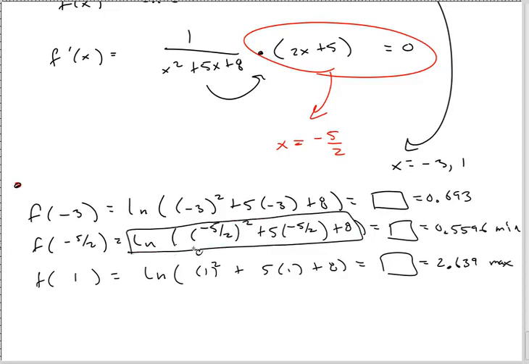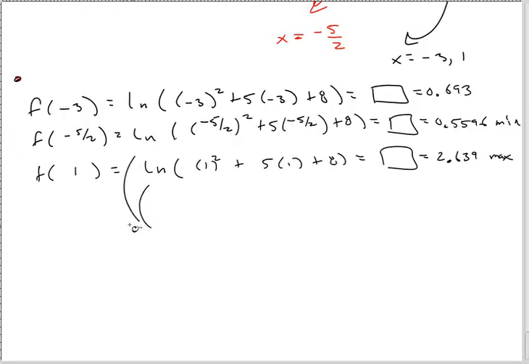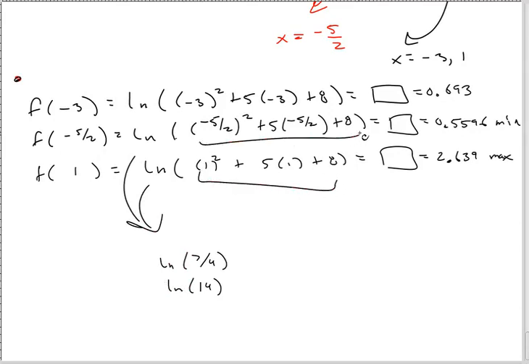I mean, you could simplify. Here, let me go ahead and simplify these two for you. Okay, here, I actually did it in my notes. So that's ln of 7/4 and ln of 14. All I did was put these into the calculator separately first, and there you go. So it depends on your level of wanting to type, obviously.